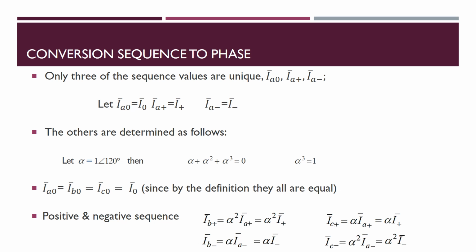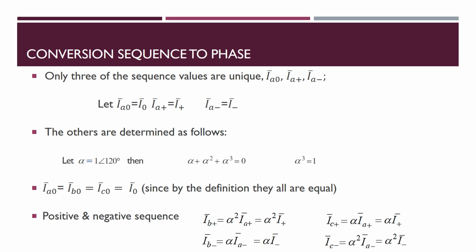Let's say that IA0 is equal to I0, IA plus equal to I plus, and IA minus equal to I minus. Okay, let's have it in this way. The others are determined as follows. You know that alpha is equal to 120 degrees, then 1 plus alpha plus alpha squared equals 0, since alpha cubed is equal to 1 and alpha plus alpha squared is equal to -1. If you add both of them, that equals 0, right.